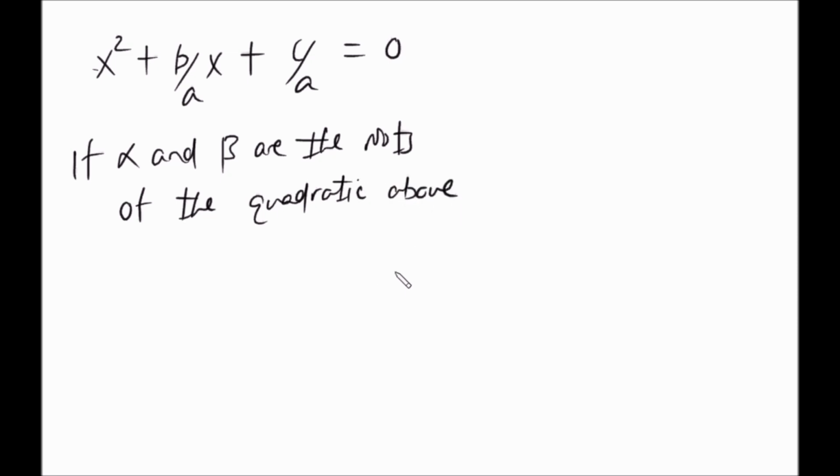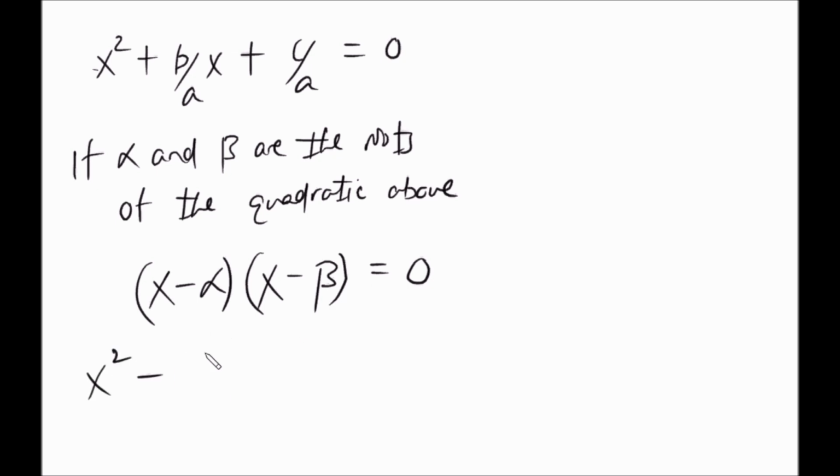then this left hand side can be written as x minus alpha times x minus beta is equal to 0. Now if I expand the left hand side, I get x squared minus (alpha plus beta) x plus alpha beta is equal to 0.